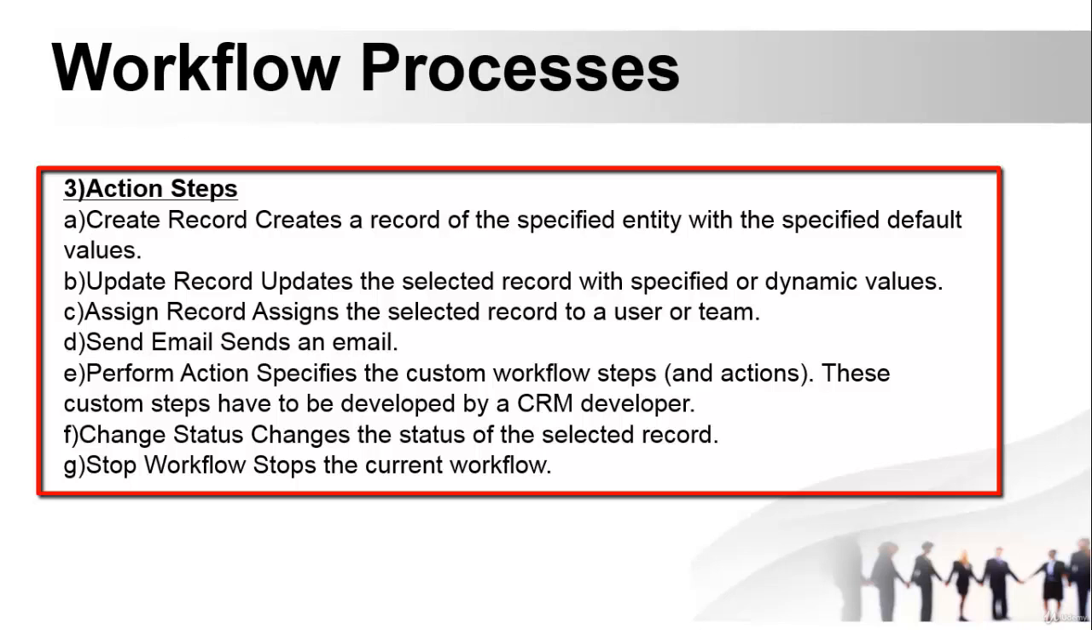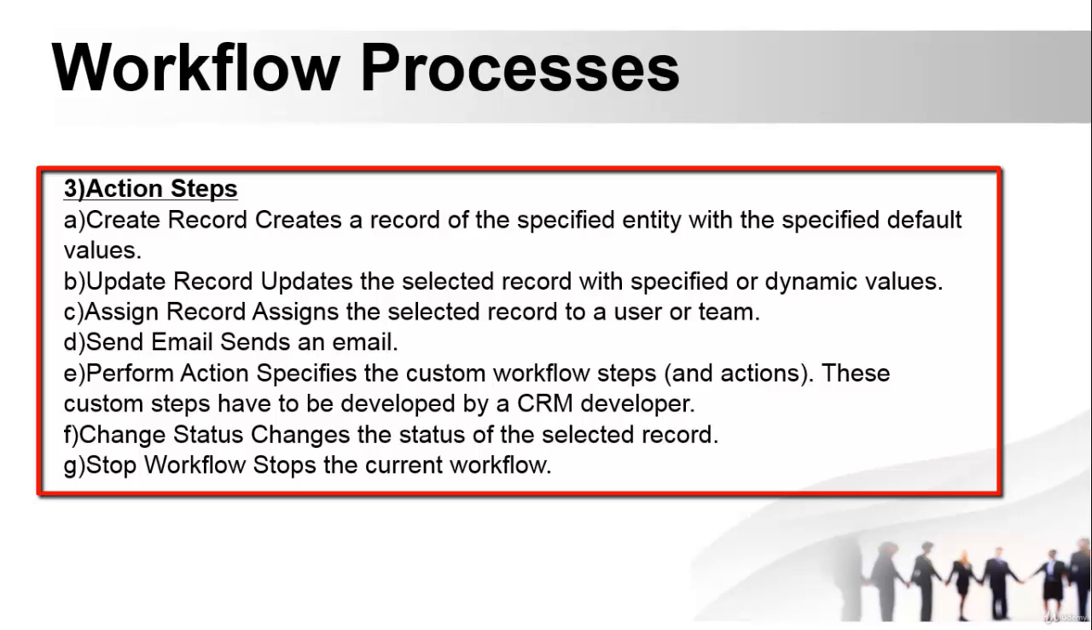Then there is another action step called update record, which updates the selected record with the specified or dynamic values. So for example, as we are creating a record in the employee entity, similarly we can update a record in the employee entity by specifying the employee ID equal to 1. So this way we can specify the employee ID and we can set the employee salary as 10,000. So we can keep updating the record with the help of this update record action step.